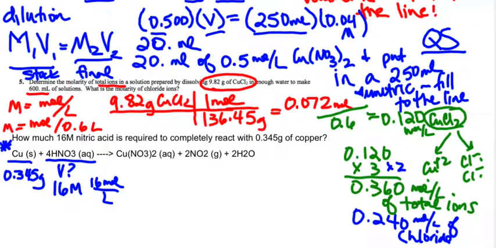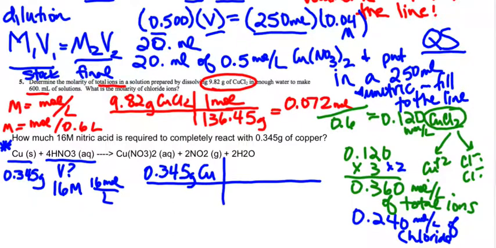So what do I want to start with in stoichiometry? Which one? Yeah, my copper. My copper then can get me, I'm going to convert that to what? This is 0.345 grams. I can't get on the mole bridge unless I'm in moles. So for every 1 mole of copper I have 63.55 grams of copper. Awesome. Now I'm in copper moles.